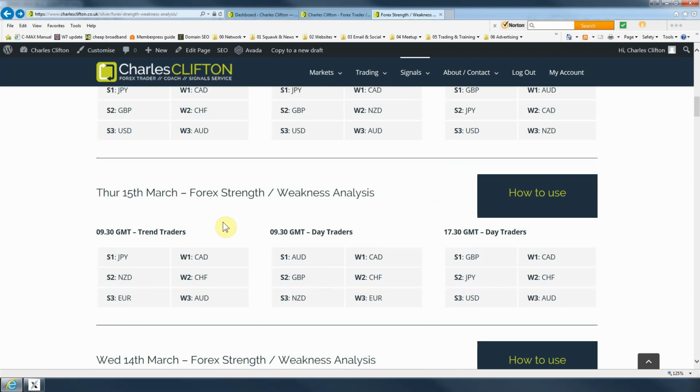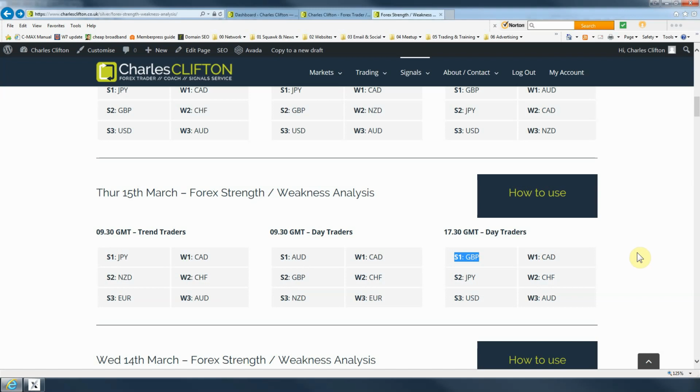So pound Oz, that kind of came to my radar really on Thursday the 15th. Here you can see pound has leapt from strong 2 to strong 1. Aussie dollar's not even figuring. In the morning, 9:30 AM, there is no Aussie dollar listed. But by the evening, by 5:30 GMT, we have the Aussie dollar listed as the third weakest currency and the pound as the strongest.